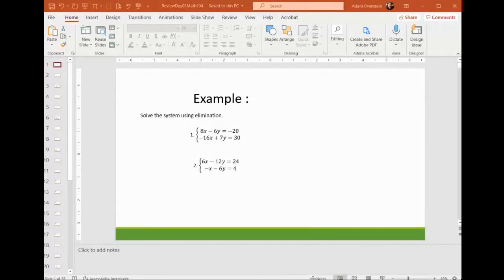Okay, so here, last time what we did was we solved examples, that is, we did some systems of linear equations in two unknowns. And we saw different methods for solving such a system.